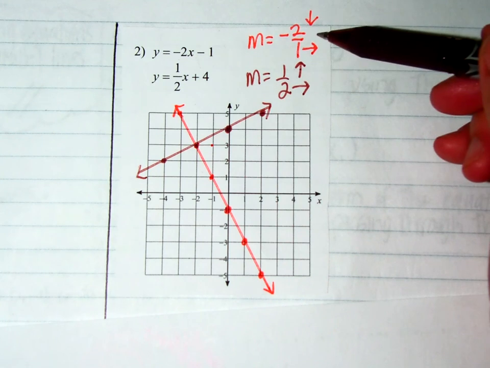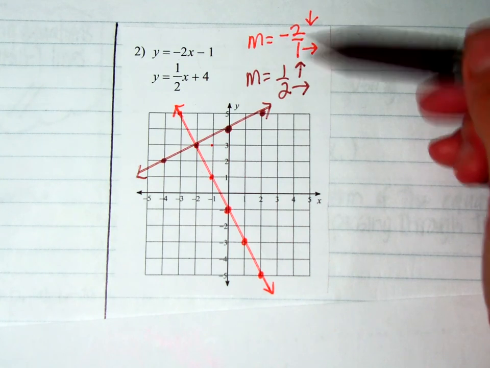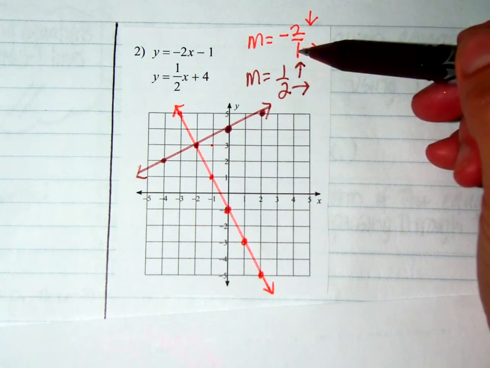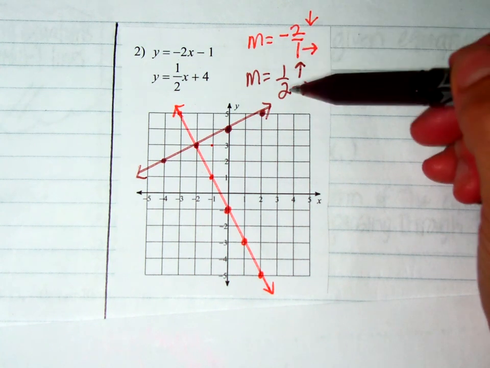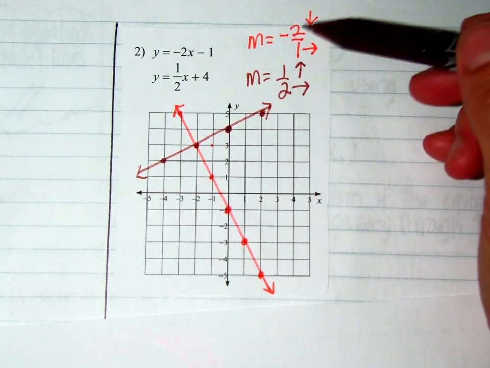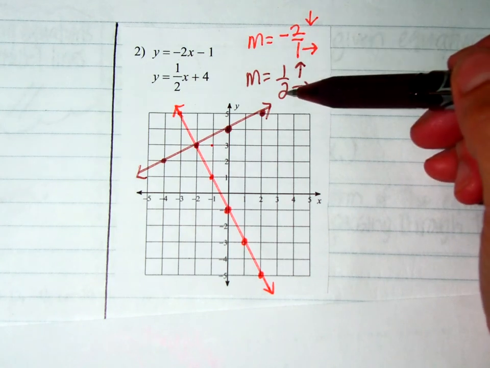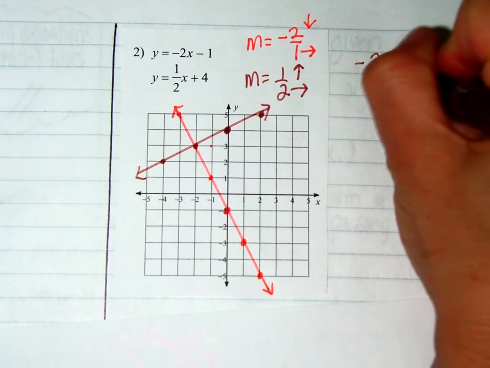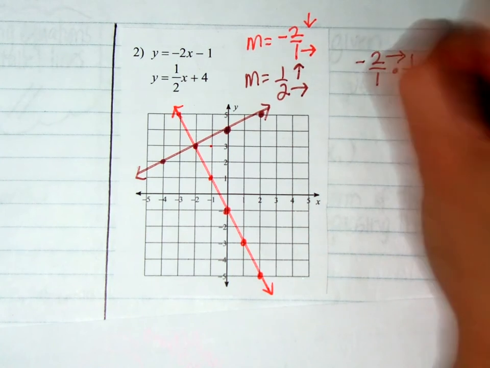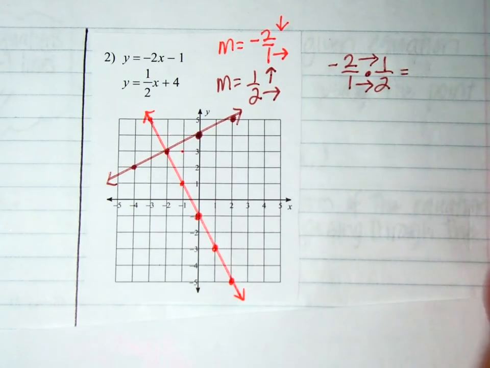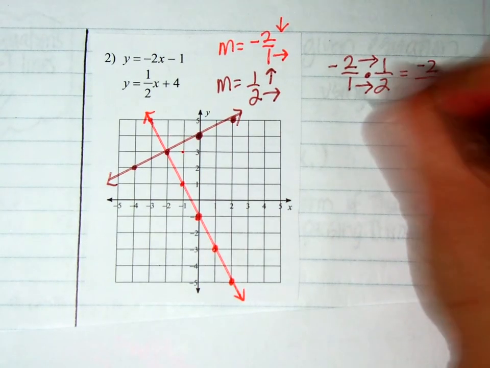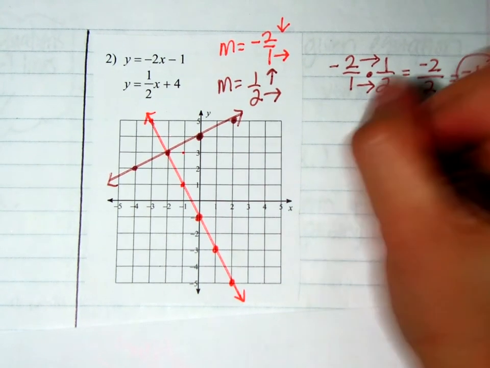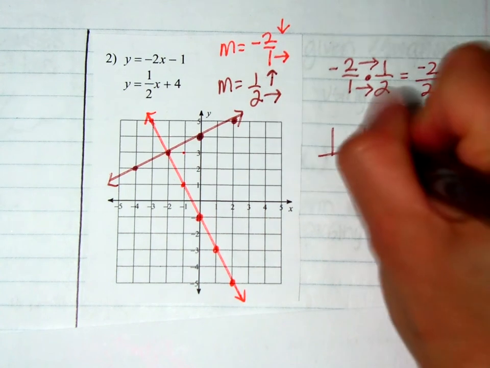Now the second one is reciprocals. Is the second one a flipped version of the first? So this one is 2 over 1. If I flip this, do I get 1 over 2? I do. So I think this is probably perpendicular. But I'm going to check it just further by multiplying the two slopes to see if I get a -1. If I multiply -2 times 1, I get -2. 1 times 2 is 2. Divide, I do get that -1. So that means these lines are perpendicular.